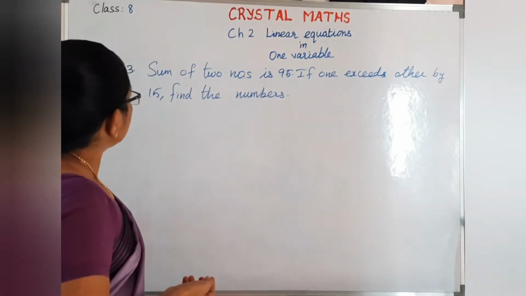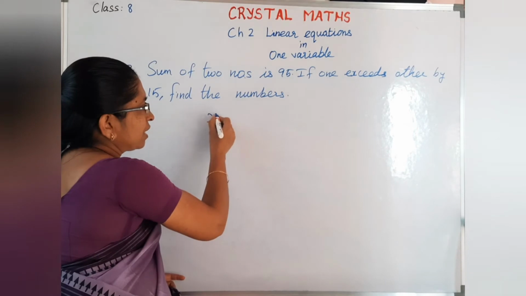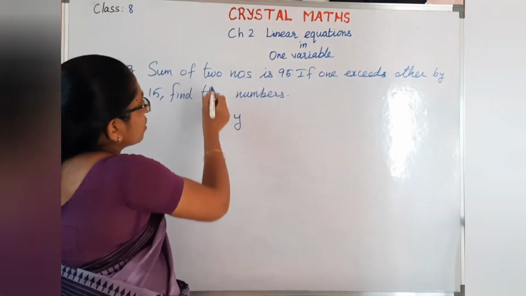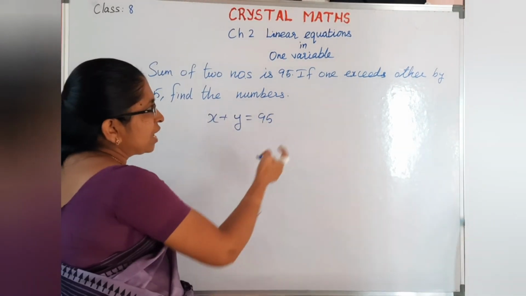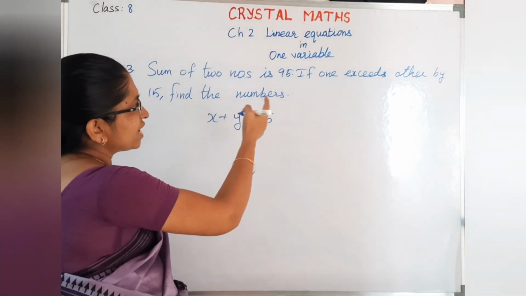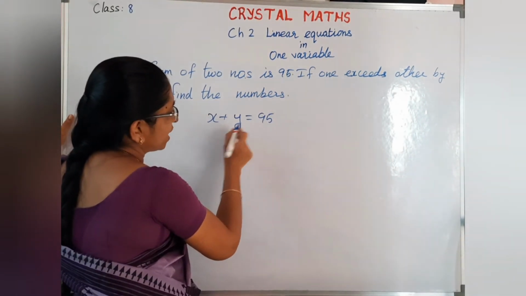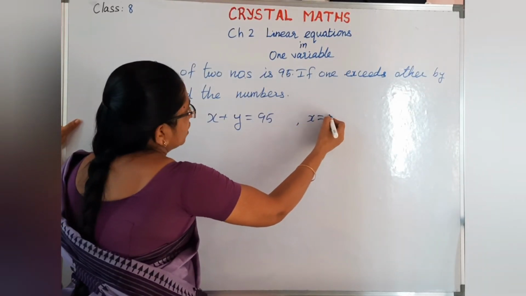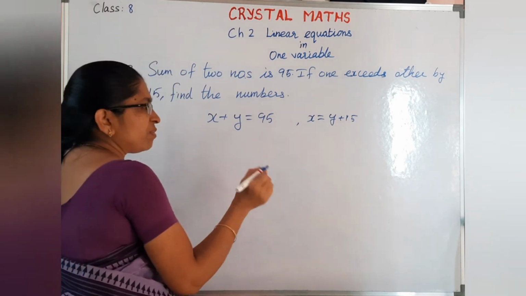Very simple. Two numbers, right? Take the two numbers, one as x, another one as y. We are told the sum of the two numbers, add, is 95. And the next sentence says one exceeds the other by 15. One number, either x or y, x equal to y plus 15. It exceeds the other number by 15.